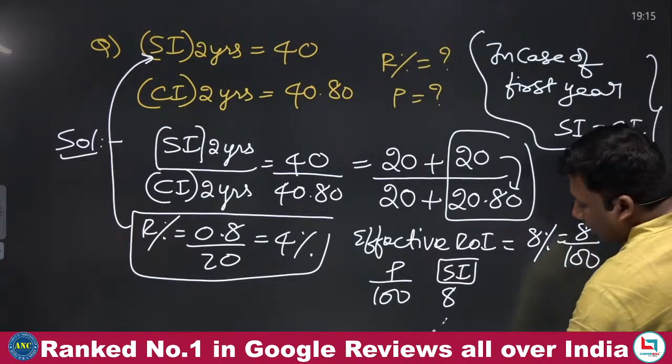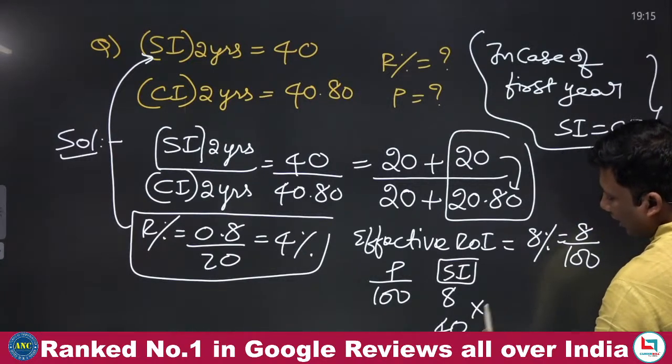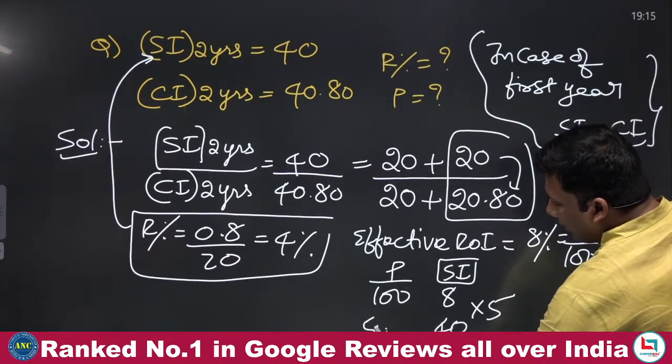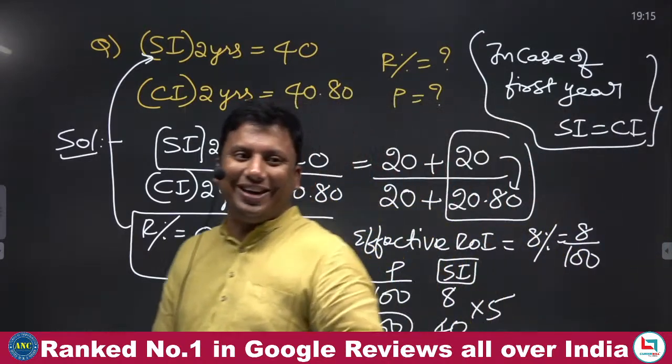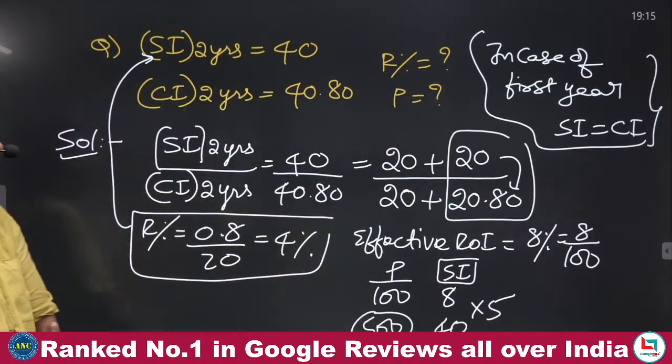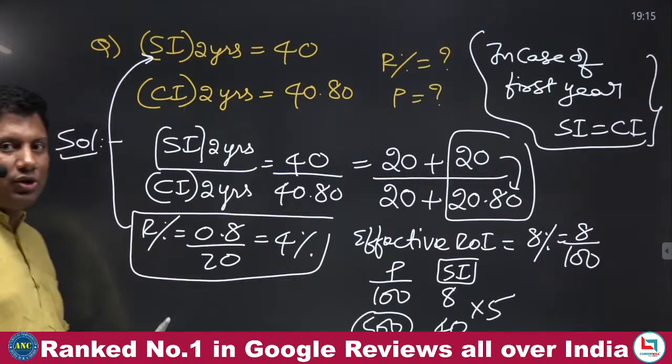But according to the question, I require 40. 8 into 5. 100 into 5, 500. Idea clear? Very, very easy question. Once you understand, these questions are very easy to solve.